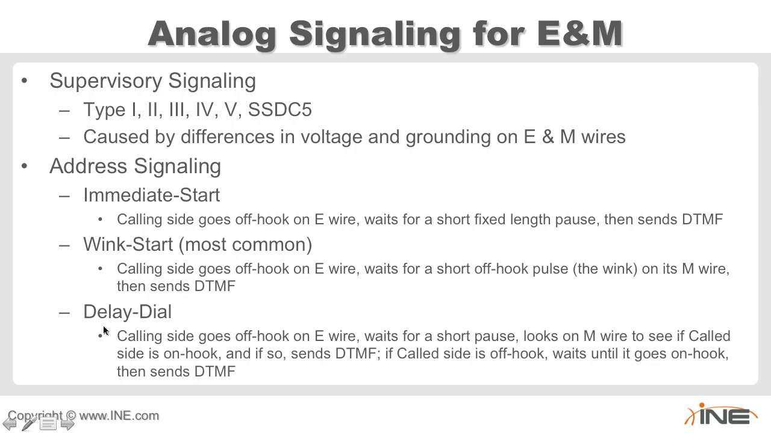Delay dial: the calling side goes off hook on the E wire, waits for a short fixed pause, and then it looks on the M wire, believe it or not, to see if the called side is on hook. If it is, it sends DTMF. So basically on hook is hung up, right? We want to make sure that the other side isn't already in use, like it wasn't getting ready to call us or something. If it's on hook or hung up, then we go ahead and send our DTMF. But if the called side is off hook, then we wait until it goes on hook and then we send our DTMF. So some people can use this as a form of error correction to make sure it's safe to send. But wink start is the most common.